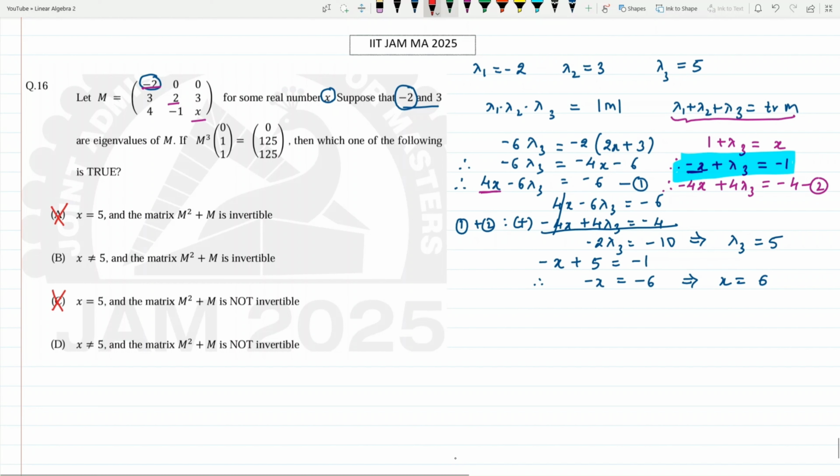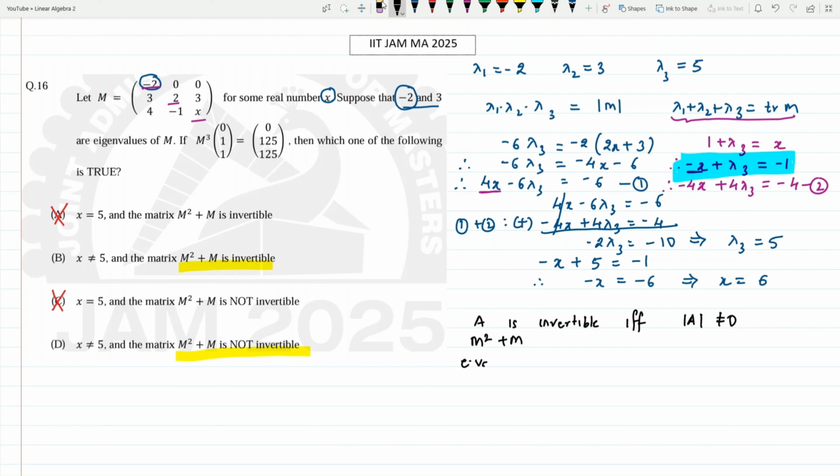Now moving to the next part, we will be just trying at identifying whether M square plus M is invertible or not. Now for that we are again going to stick back to a simple property. For invertibility, we are aware that a matrix A is invertible if and only if its determinant is not equal to 0, and we know that the determinant of a matrix is nothing but the product of eigenvalues. So we are going to find the eigenvalues for M square plus M, and then we are going to take the product and check if it is going to be 0.